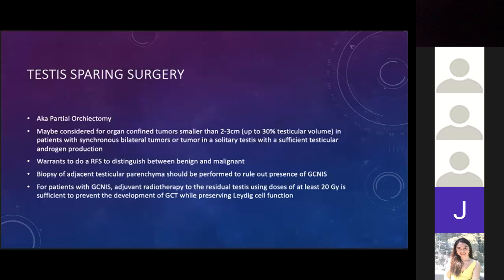And for patients with germ cell neoplasia in situ, adjuvant radiotherapy to the residual testis using doses of at least 20 grays is sufficient to prevent the development of GCT while preserving Leydig cell function.